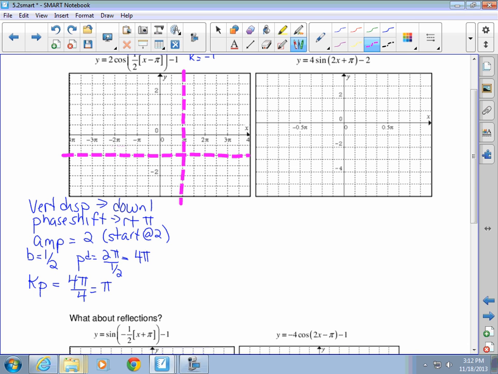Okay. My key points say that every pi I have to have a key point. So that means there will be 1, 2, 3. That's where I would start. So that means I have to go right to here in order to do one full phase shift. If I'm filling in my complete graph here, then my key points would happen, like we said, every pi.